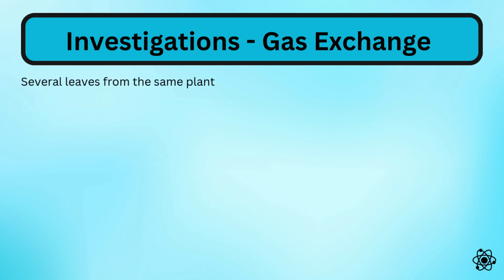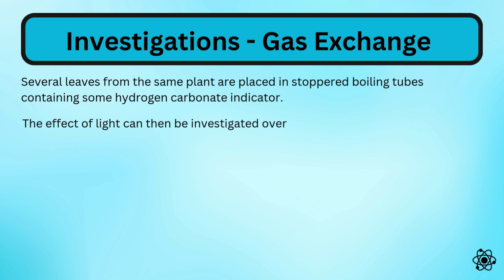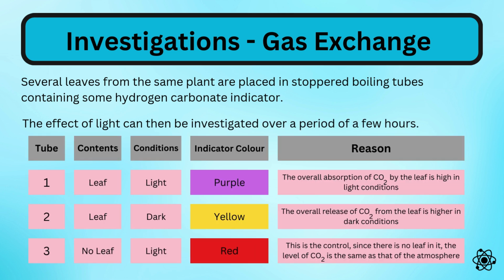Several leaves from the same plant are placed in stoppered boiling tubes containing some hydrogen carbonate indicator. The effect of light can be investigated over a period of a few hours. Results from a typical experiment are shown in the table below.